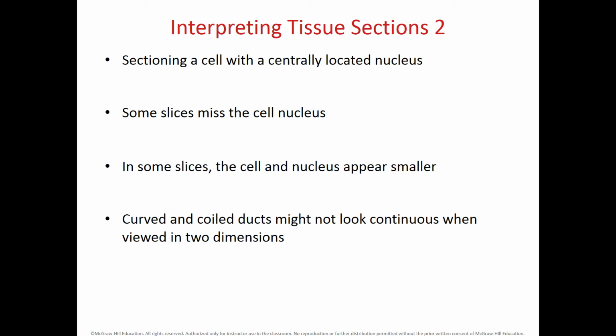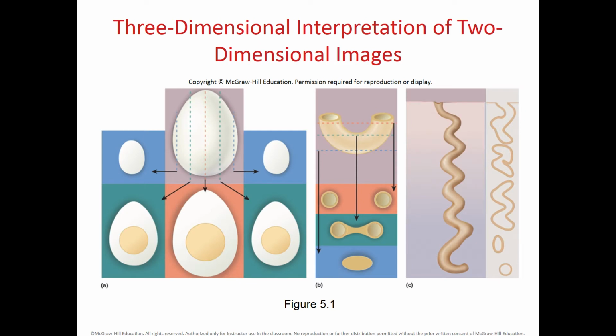And then as you move away from the center, the cell and the nucleus will appear smaller. And sometimes you can have curved or coiled ducts within the cells that don't look continuous when viewed in 2 dimensions. So this is a figure showing you how you can look at different sections of a boiled egg, and also the sections of an elbow macaroni, and sections of a coiled gland.